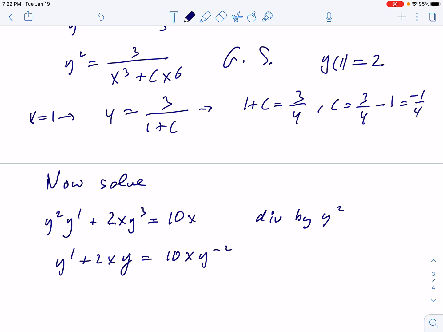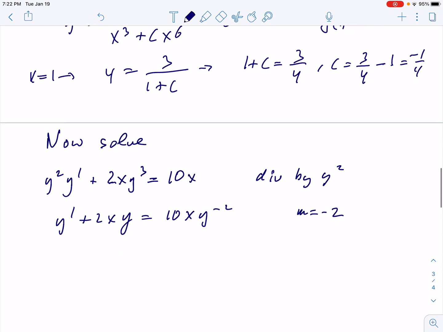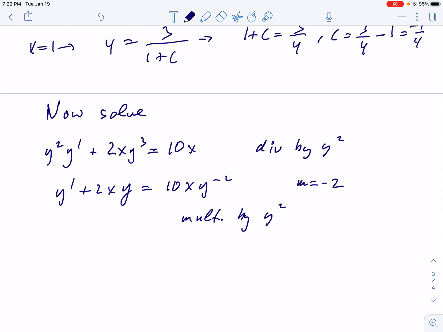And then we see a Bernoulli equation. n is negative 2. We have to divide both sides by y to the negative second, or multiply by y cubed, by y squared. And then we come to the original equation. Actually, there is nothing wrong. Y squared y prime plus 2x y cubed equals 10x. So we made a step back and forth, but everything is correct.